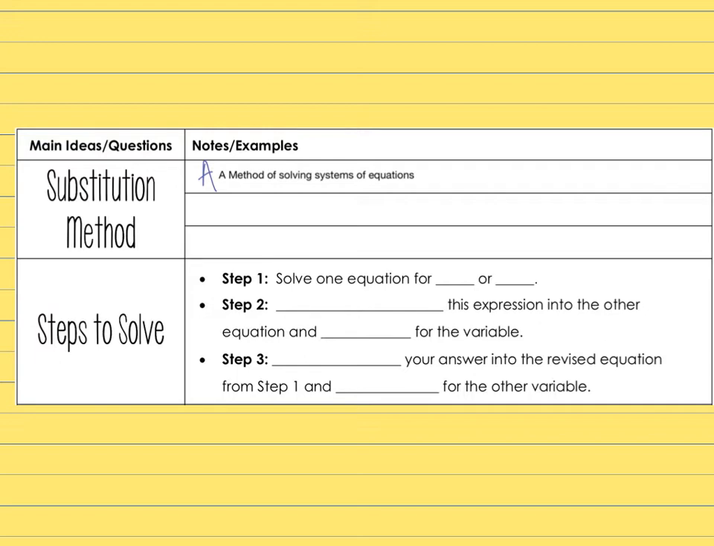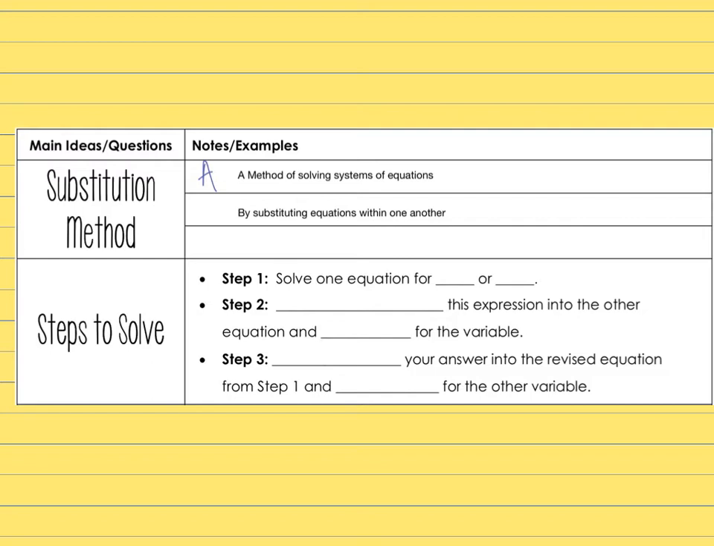So, a method of solving systems of equations by substituting equations within one another. However you write this in, this is really what the definition of substitution method is. It's a method of solving systems of equations by substituting equations within one another. So what does this mean?